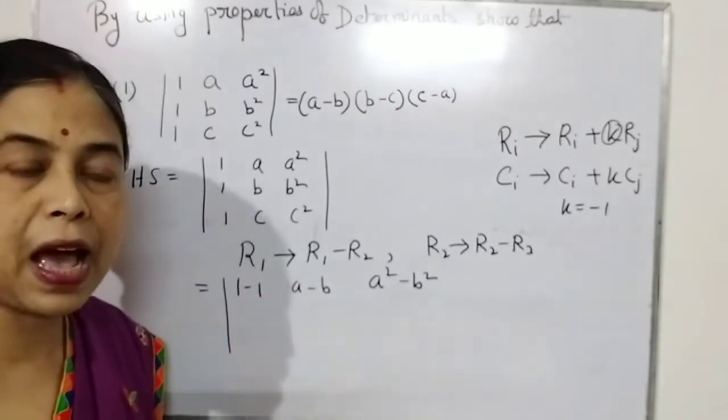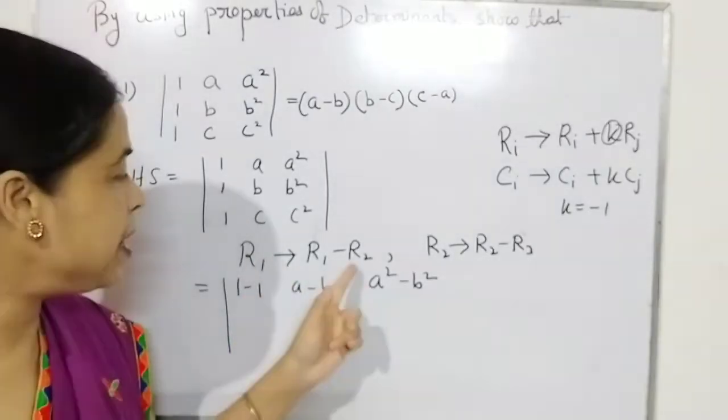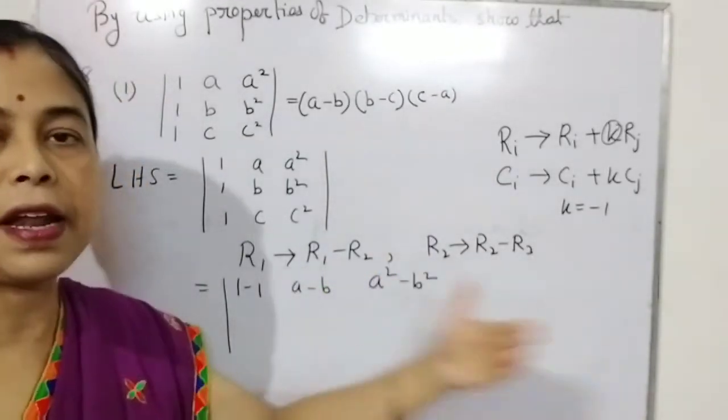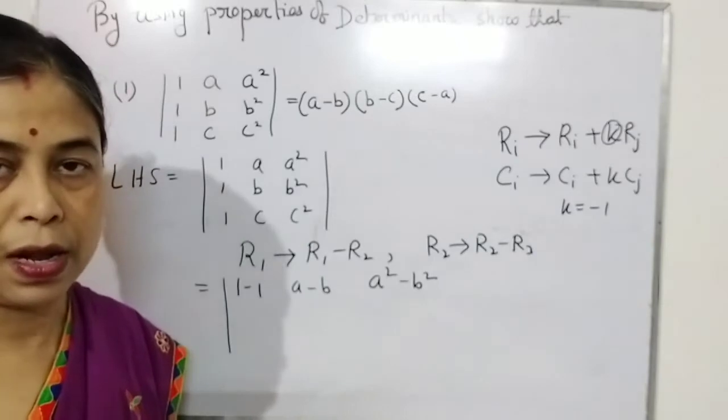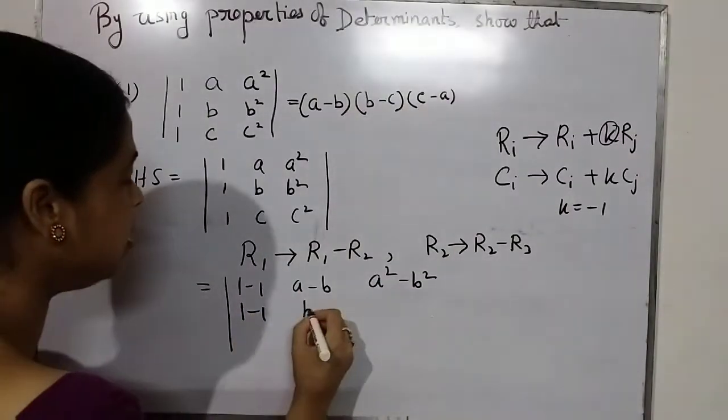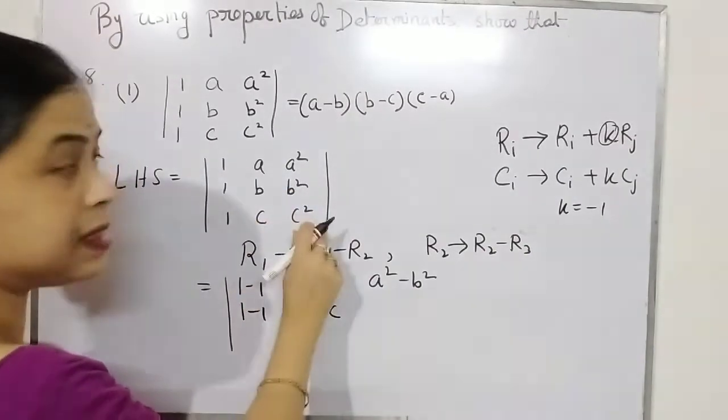Because in that case, you'll always have the answer 0. Row 2 minus row 1 and row 1 minus row 2 is the same. So take row 2 with another row or column other than R1. Obviously, R3 you have to take. So let us subtract it. 1 minus 1, this is B minus C, this row minus this row.